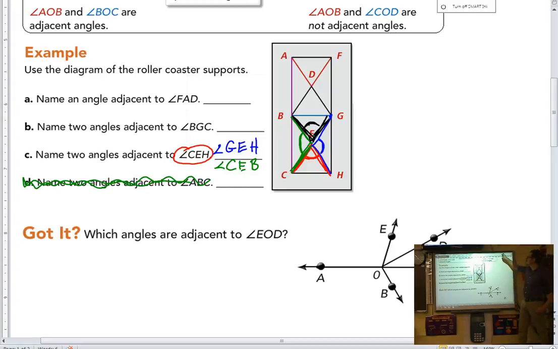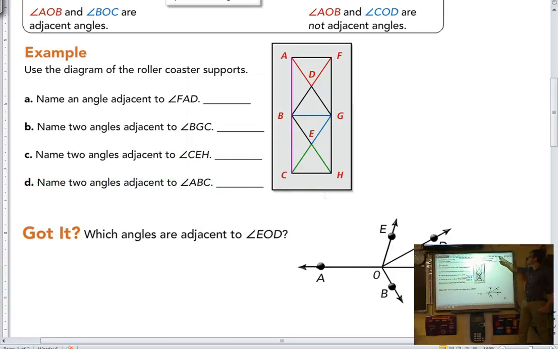Looking at D, ABC is my start angle. Is that the only way that I can draw ABC? No, it can be C, B, A. We don't normally. I want you guys to try to avoid thinking like that. We can, we just don't normally.